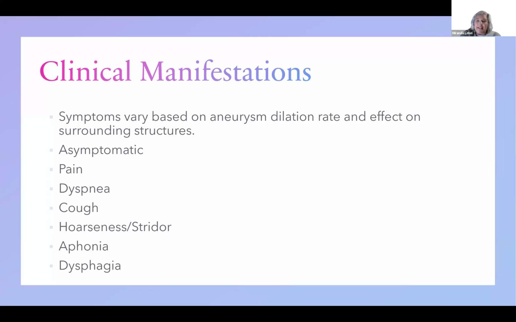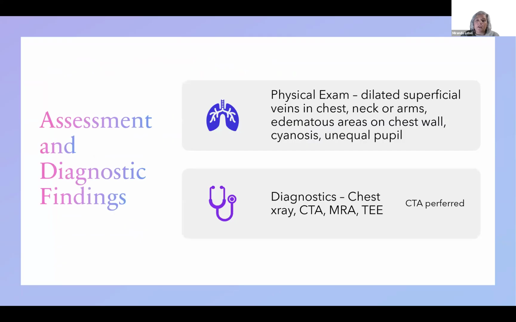paroxysmal, often with a brassy quality. We're going to have some hoarseness or stridor due to that pressure on the laryngeal nerve. Aphonia, which is a complete loss of voice from the nerve pressure. And dysphagia, difficulty swallowing due to esophageal impingement.